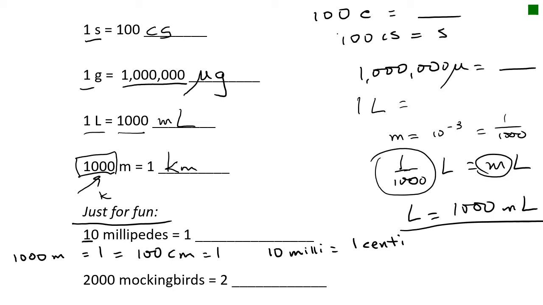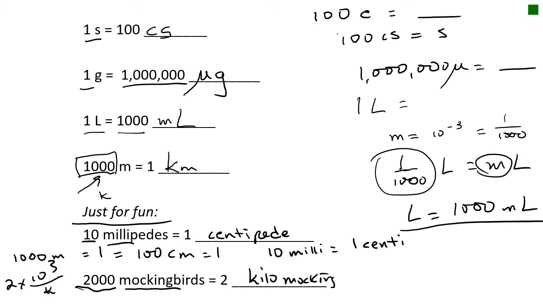So if we have 10 millipedes, we are going to have 1 centipede. Yes, that's supposed to be a joke. If we have 2,000 mockingbirds, well, we know that if we've got 2 times 10 to the third, 10 to the third is the same as a kilo, so this is going to be 2 kilo mockingbirds, or To Kill a Mockingbird.